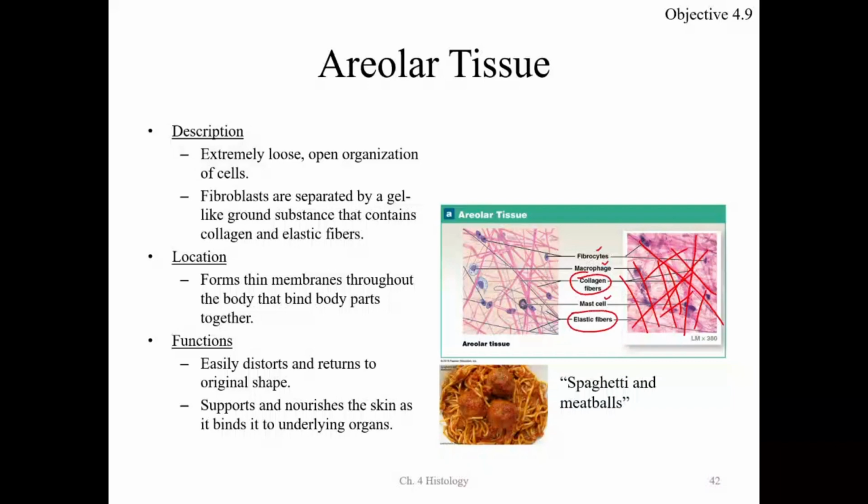Fibroblasts, for example, are present, fibrocytes, mast cells, and a variety of other cells that might be present. Okay? They're found in our thin membranes in our body, for example, the pericardium, the pleura, and peritoneum that we talked about in lecture. They are going to easily distort and return to shape. They're going to support and nourish the skin and bind the skin to the underlying organs. So, very important that we keep this areolar tissue healthy to keep our skin healthy.